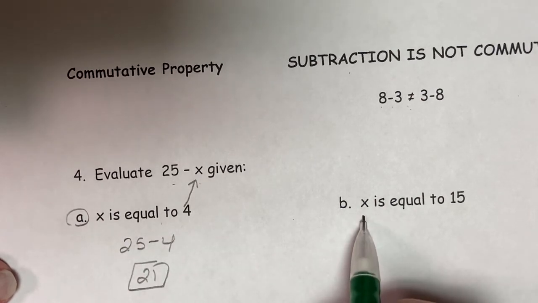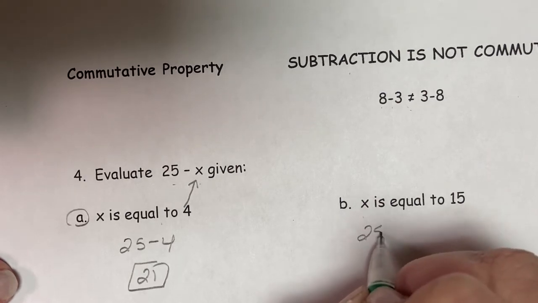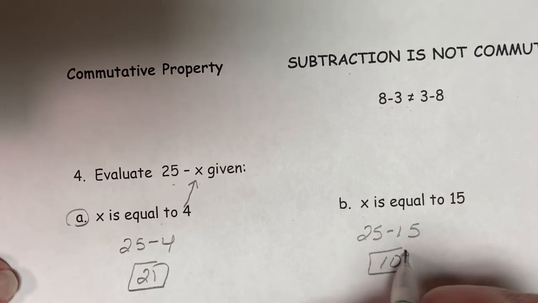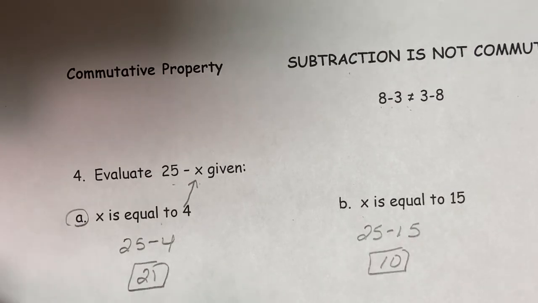And I want to do it again, but this time I'm telling you x is equal to 15, so that would be 25, and this time I'm going to subtract 15. If you subtract 25 minus 15, you're going to get 10.